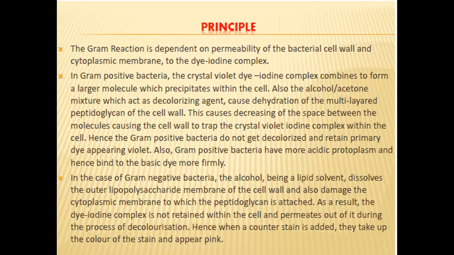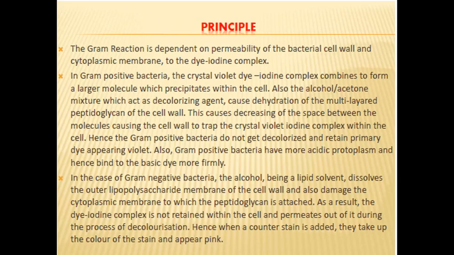Now what happens in the gram negative bacteria? In gram negative bacteria, lipid content is high, and step by step we follow the same procedure for the gram negative bacteria. Then what happens? Initially the primary crystal violet and iodine complex penetrates inside the bacterial cell wall.